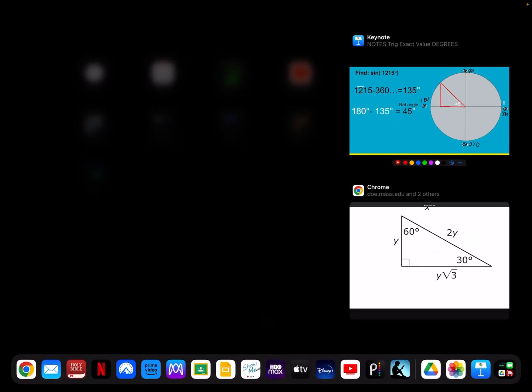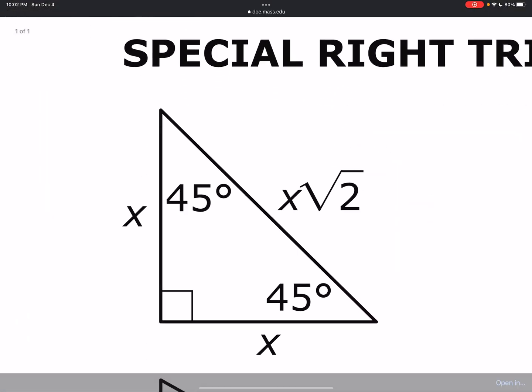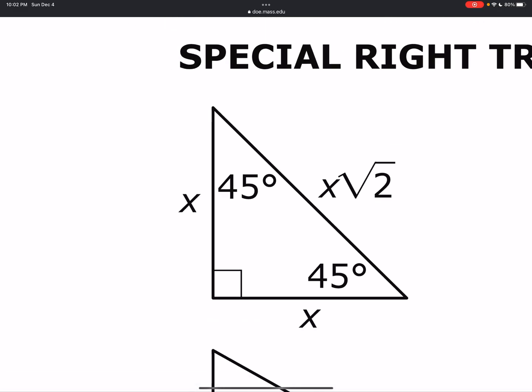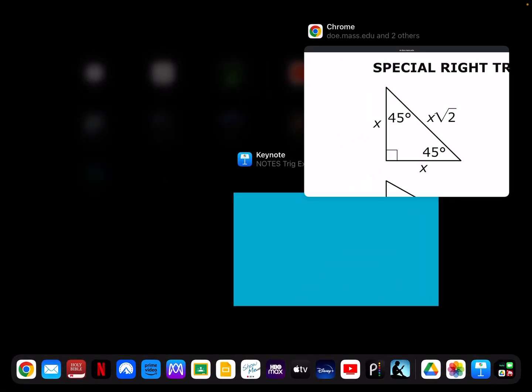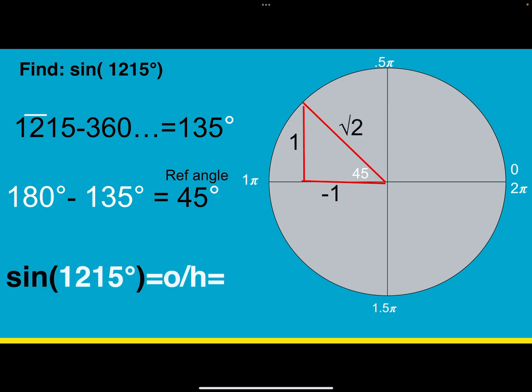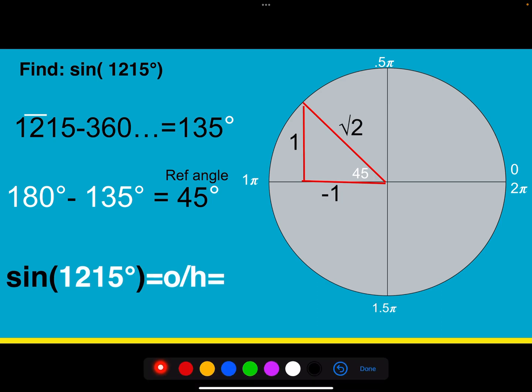So I come back to the sheet. I look at 45. Remember, everywhere I see a variable, I'm going to replace it with a 1. So across from 45 is 1, across from 45 is 1, and across from 90 is square root of 2. It's just labeling it. Some of that comes from geometry, a lot of that's from geometry. If you haven't taken that part in geometry yet, it'll come up later on. So across from 45 is 1.